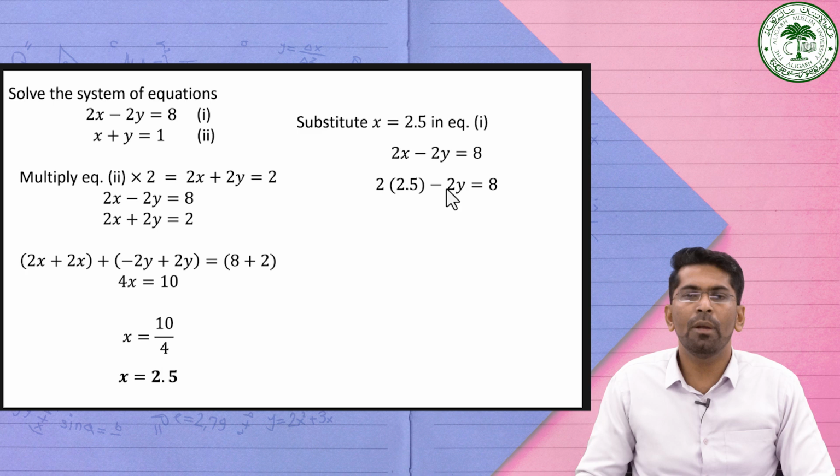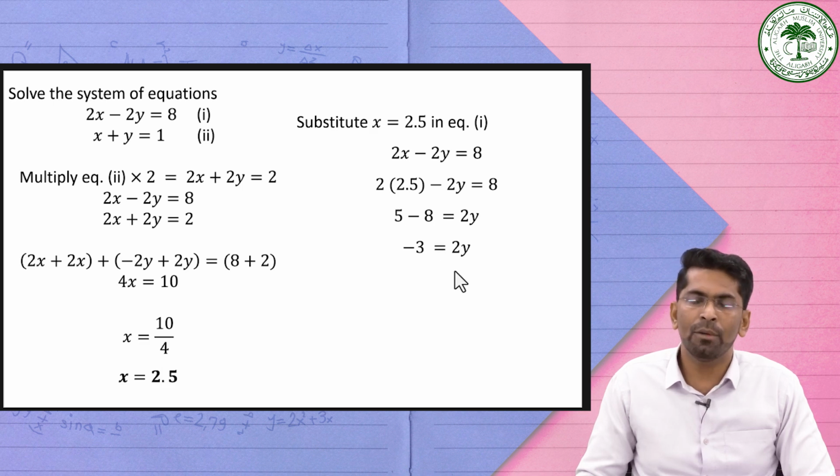So 2 into 2.5 minus 2y is equal to 8. 2 into 2.5 is equal to 5 minus 2y equals 8. Taking the 8 to the left hand side of the equation, it becomes minus 8 equals 2y. Solving for y, 5 minus 8 is equal to minus 3, which is equal to 2y. Then dividing both sides of the equation by 2, it becomes y equal to minus 3 divided by 2.